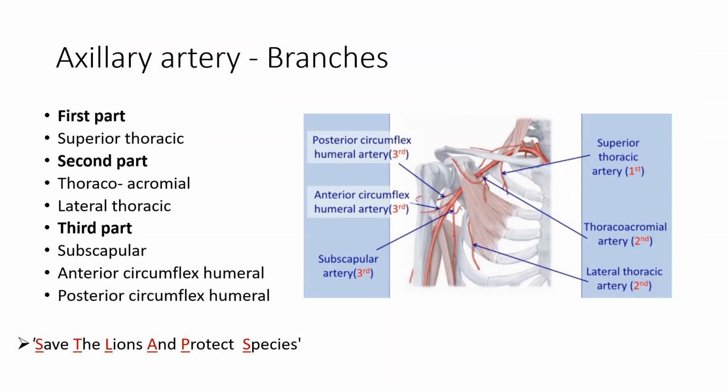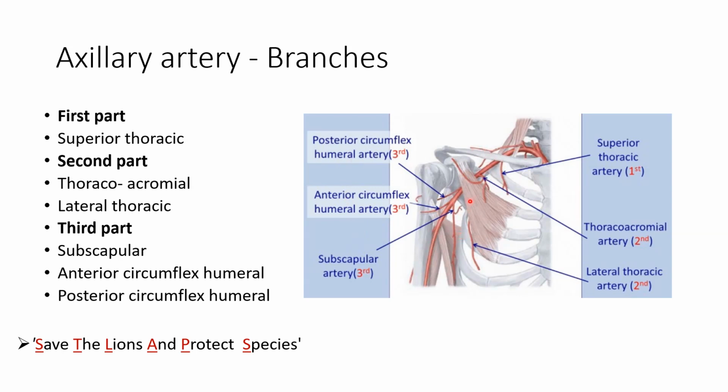Now let us see the branches of the axillary artery. So the first part gives one branch, the second part gives two branches, the third part gives three branches. So it is easy to remember. First part, one branch, second part, two branches, third part, three branches. The artery arising from the first part is the superior thoracic artery. The artery arising from the second part is the thoracoacromial and lateral thoracic arteries. The arteries coming from the third part are the subscapular, anterior circumflex humeral and posterior circumflex humeral arteries.